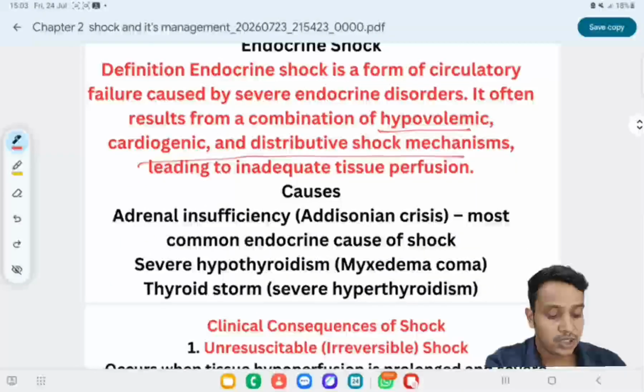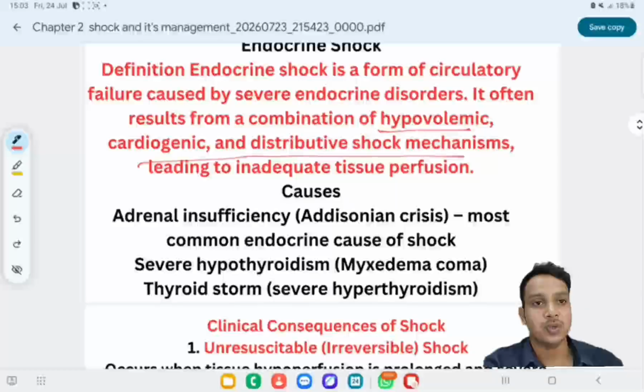Whenever a patient has severe hyperthyroidism, it leads to thyroid storm, and this leads to excessive hypersympathetic activity and heart failure, because thyroid hormone acts as a sympathomimetic. So if there is an increase in thyroid hormone, sympathetic activity also increases. So what are the clinical consequences of all this shock?